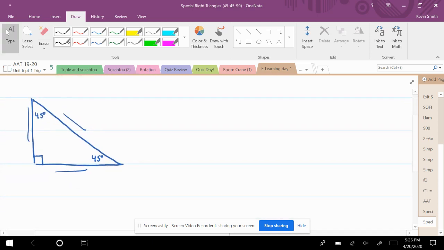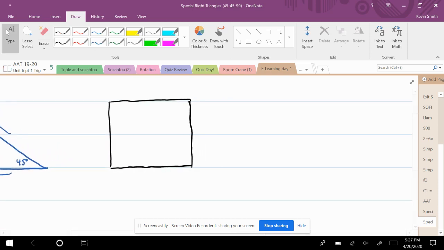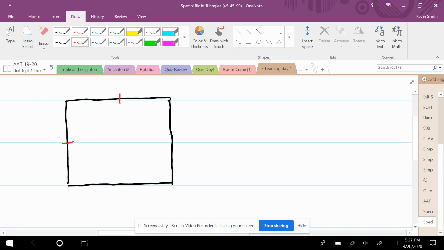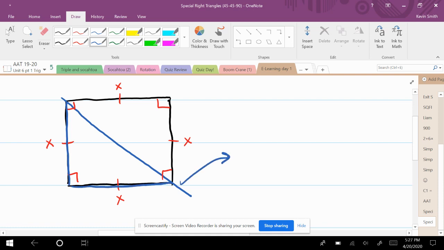Why this is important and where it comes from is because if you look at a square, what do you know about the side lengths of a square? They're all the same, right? So all four of these sides are the same. Let's call each side x. And what do you know about the angles? They're all right angles. So if you cut a square perfectly in half along the diagonal, like so, you end up with a 45, 45, 90 triangle, which I'll blow up right here.